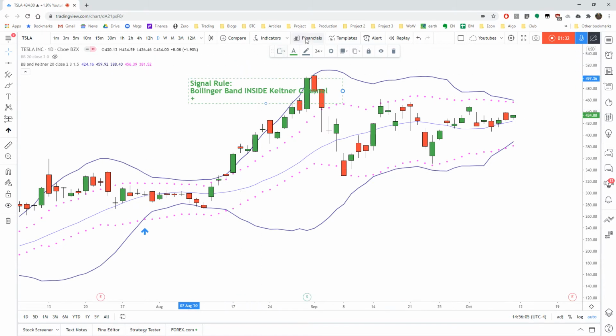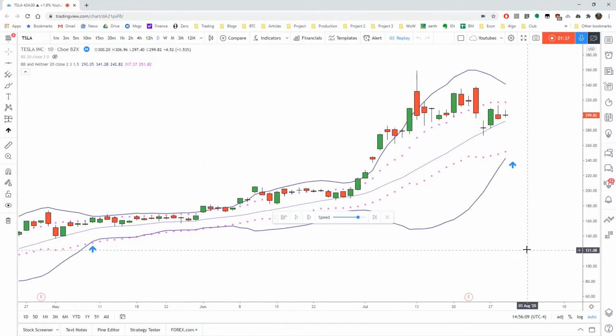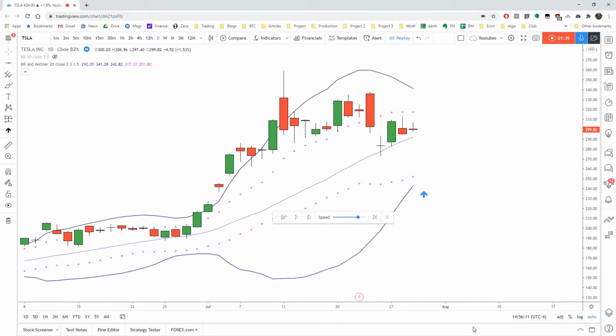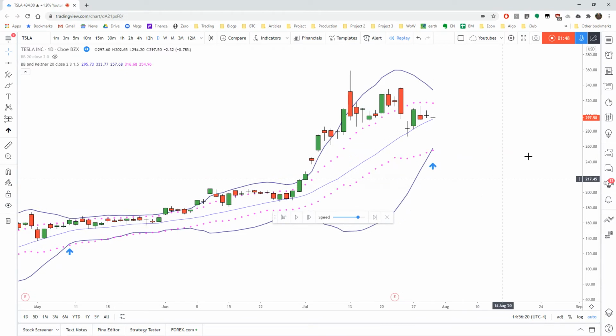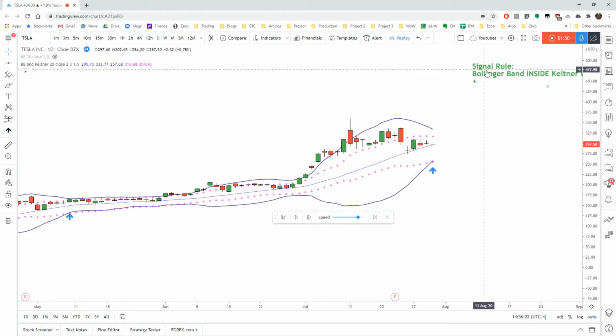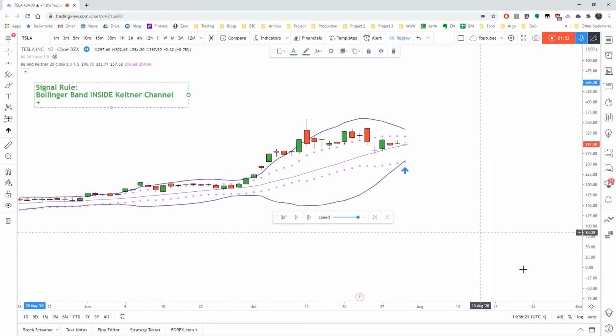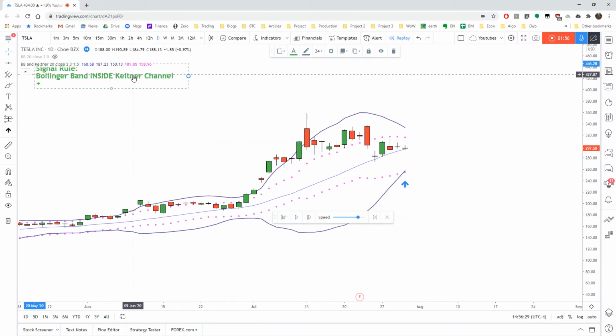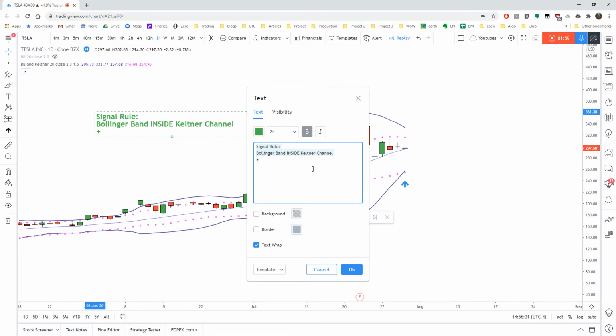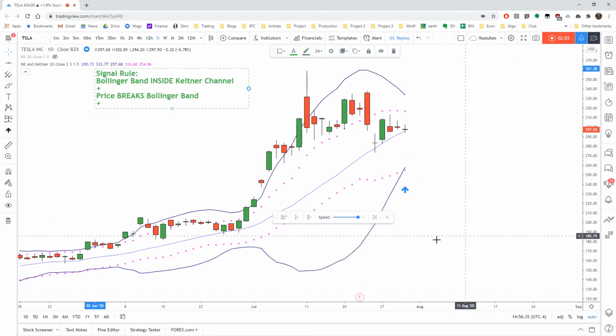So I'm going to use TradingView's replay feature to go back to where a signal such as this occurred right here. So on the next bar, boom, there it happens. Now, we can't just go bullish or bearish based on this. We need another qualification. So let's add another rule. The next thing we're going to look for is for price to break that Bollinger Band.